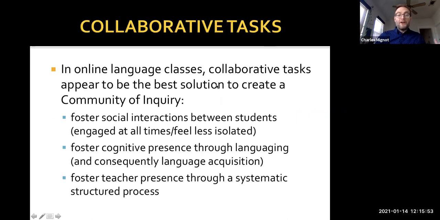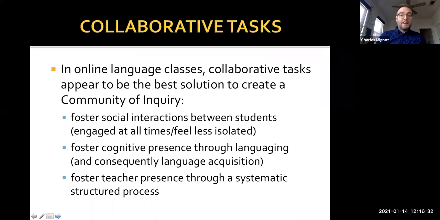So all in all, in online language classes, collaborative tasks appear to be the best solution to create a community of inquiry. Why? Because it can foster social interactions between students. Students are engaged at all times because they have to collaborate with their peers, and they also feel less isolated. Then it fosters cognitive presence through languaging, and it also helps language acquisition. And then it fosters teaching presence through a systematic, structured process. It's always the same idea, the same format, when you do collaborative tasks.